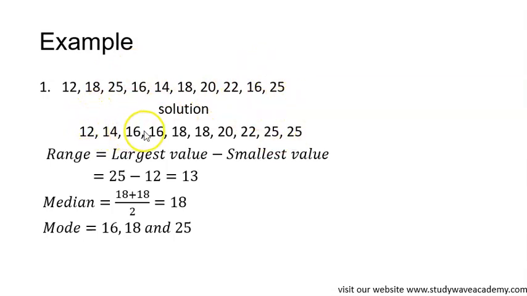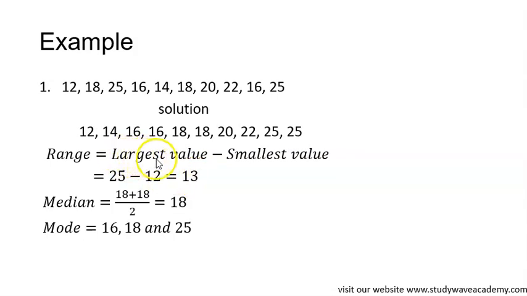So when you are done arranging your data in ascending order, you are to calculate the range. To calculate the range, it is the largest value minus the smallest value. Okay? So the largest value here among our numbers is 25, right? And the smallest value is 12. So it's 25 minus 12. And 25 minus 12 is going to give us 13. So the range is equal to 13. Okay?